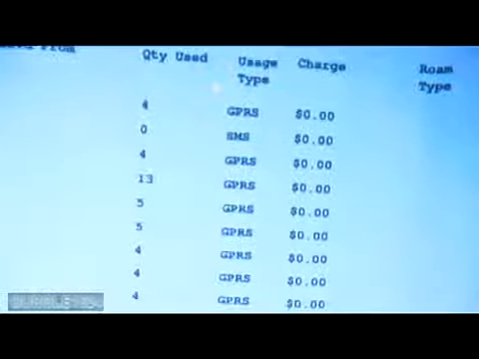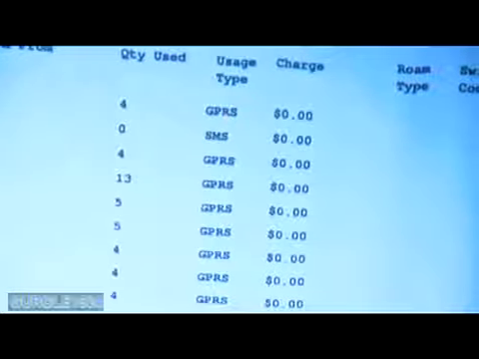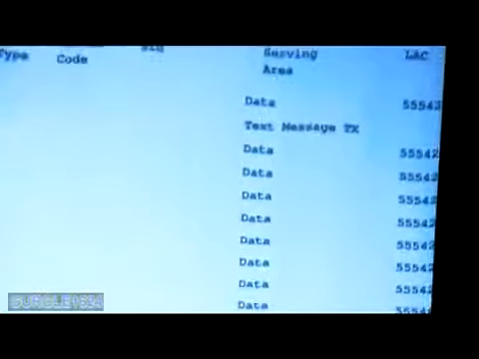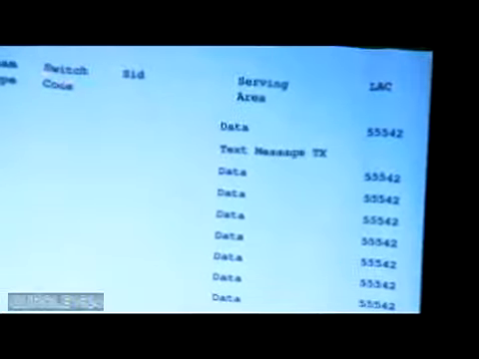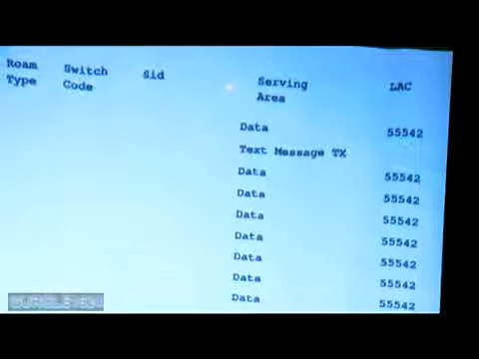And the next column? Next column identifies usage type. As data, we represent GPRS, which is called General Packet Radio Service. What does SMS mean? Short messaging service. And continuing across the top with the headers reflecting type of information? Roam type, which is blank. Switch code is blank. The SID. And also, the main important thing here is serving area identifies data. And there's one that's identified as text message. So a text message is either sent or received there.